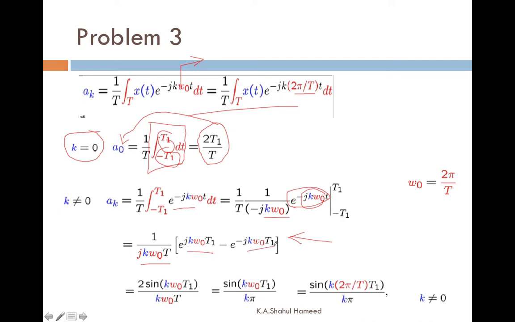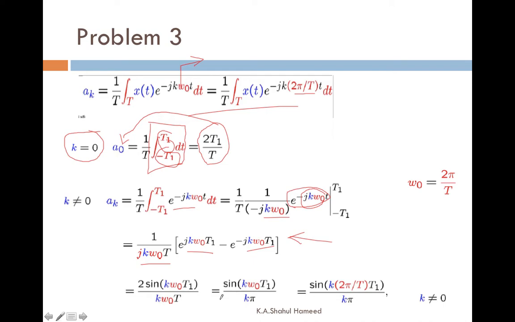When you combine these two terms using Euler's theorem, you will get, here actually you have to multiply by 2j in the denominator and numerator. When you do that, you will get 2 into sine of k omega naught T1 by k omega naught T.